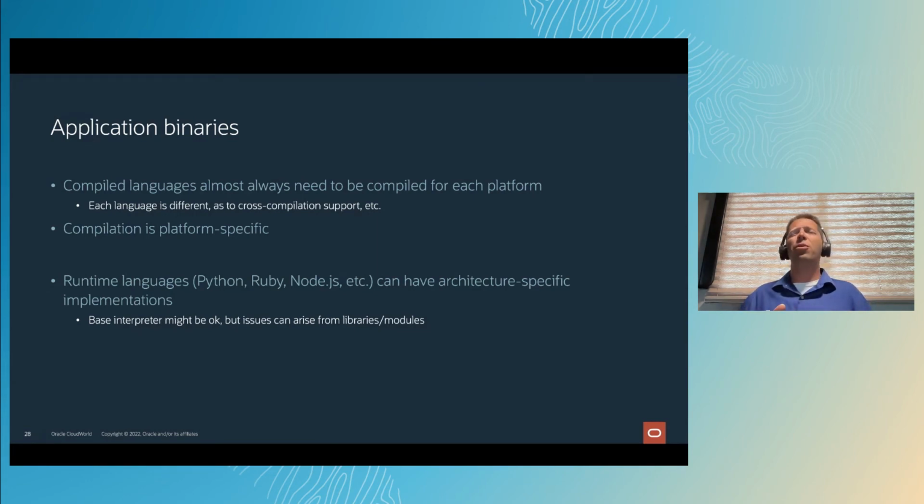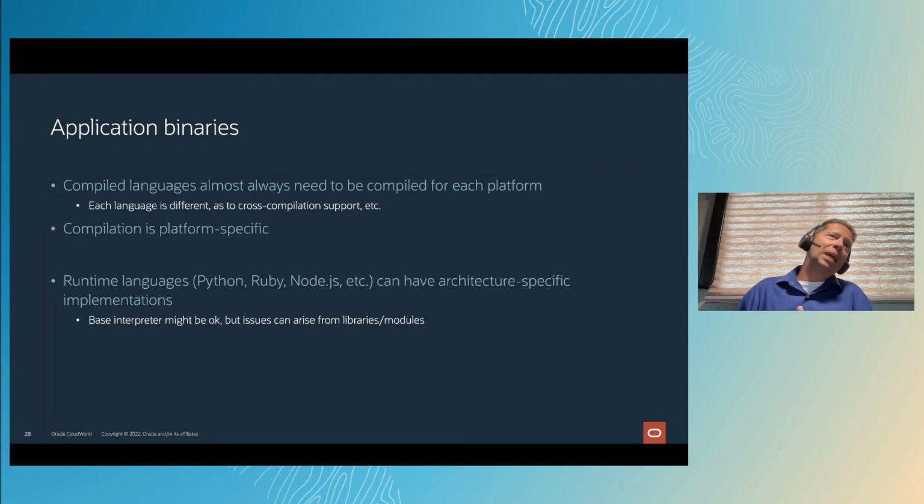Compiled languages almost always have to be compiled for the specific platform. Now, that kind of goes without saying, but I'm calling it out just because it is something that you need to remember and factor into your multi-architectural practice. Now, each language is different. Some languages support cross-compilation. Some languages need emulation or what have you. It is going to be specific and different for both the platform as well as the language. And so just be aware of that.